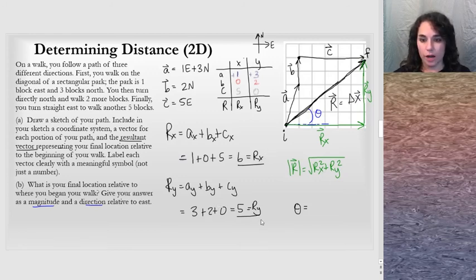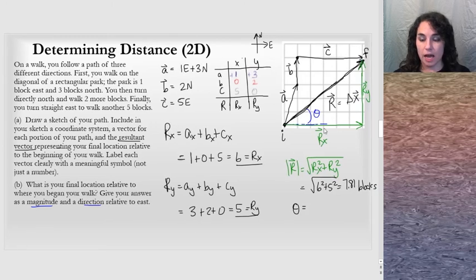So we know Rx and Ry, and we can take those and use them in the equation that we set up before. So we have 6 squared plus 5 squared, and you run that through your calculator and you get 7.81, and our units here is blocks. So that's how far from the initial location to the final location you traveled.